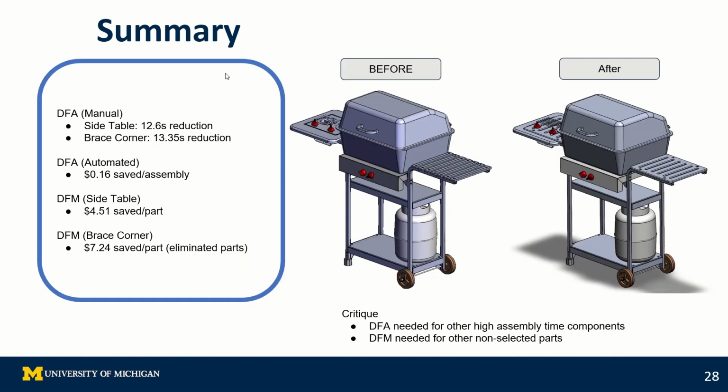In summary, for DFA in the manual assembly, we reduced 12.6 seconds and 13.35 seconds on the side table and the brace corners. For the automatic assembly, we saved 16 cents, and for the side table manufacturing, we saved $4.5. With the brace corners eliminated, we reduced $7.24. The critique on the project is DFA needed for other high assembly time components and DFM needed for other not selected parts.